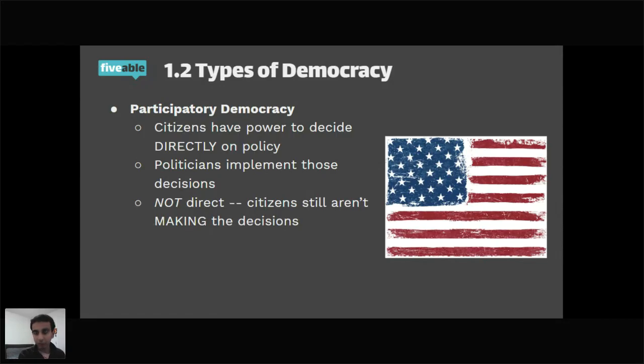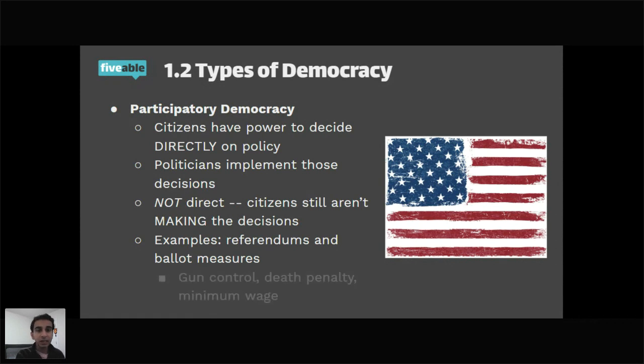So they're not being the politicians. They still have politicians that represent them that make those decisions. So in terms of examples for this, referendums, ballot measures, small scale things, almost you can think about town hall meetings, stuff like that. All of these are ways where a participatory democracy is in place. The United States is not a complete participatory democracy. You'll see that we kind of borrow elements from almost all three.